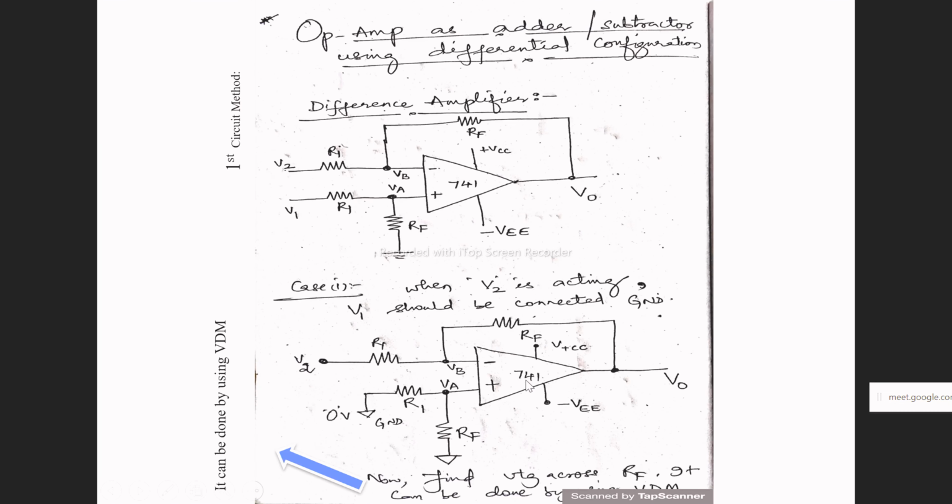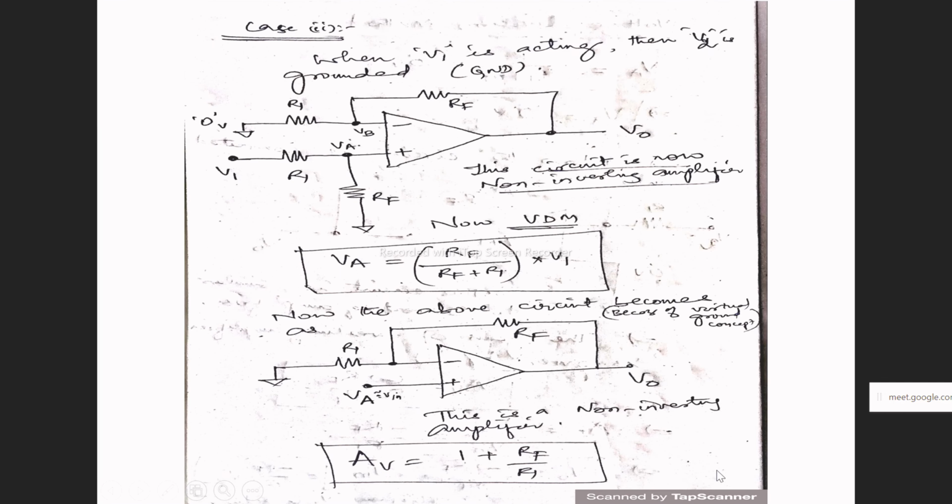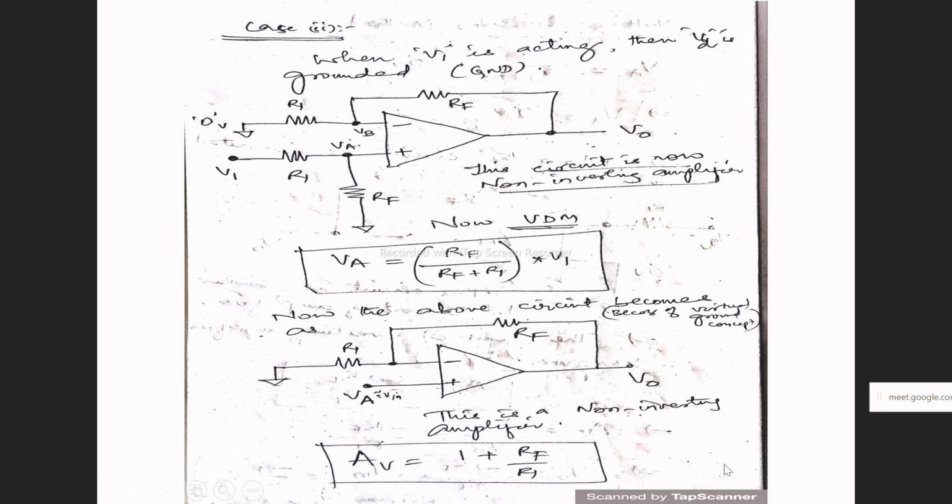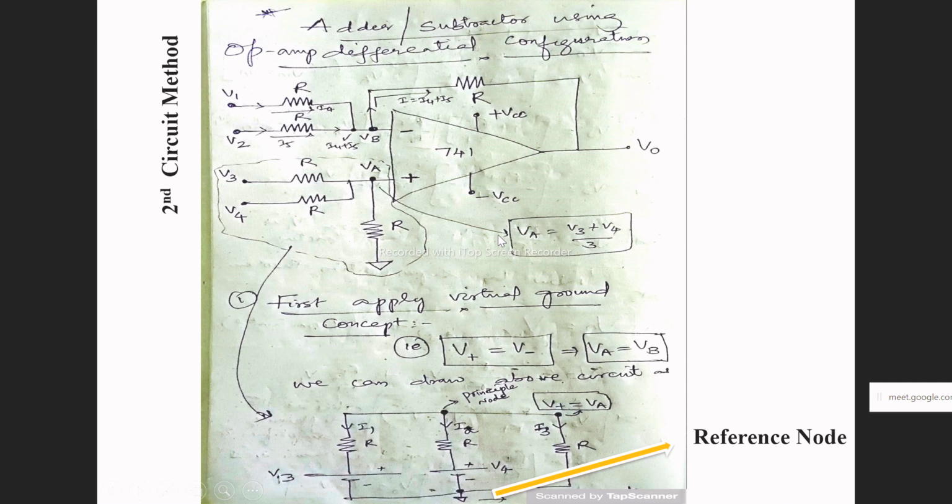That's how you get V out equal to minus RF upon R1 into V2. This is for the inverting case you have found out over here, minus RF upon R1 into V2. This is the inverting amplifier. And for the non-inverting amplifier, you have got the value of V out equal to RF upon R1 into V1. So those values we have substituted over here. If you substitute in this place, you will get V out equal to minus RF upon R1 into V2 plus RF upon R1 into V1.